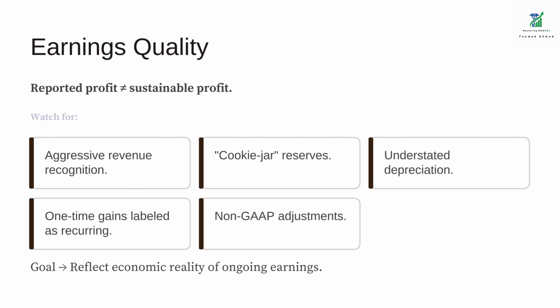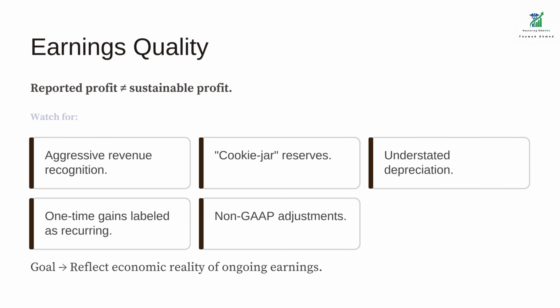Section 5, Earnings Quality, Beyond the Numbers. Finally, not all earnings are created equal. Appendix 3A Guide to Earnings Quality reminds us to look beyond reported profit and ask whether earnings are sustainable. Here's what analysts watch for: aggressive revenue recognition or channel stuffing, cookie jar reserves, setting aside too much in good years to smooth future profits, understated depreciation or reduced R&D spending to inflate short-term income, one-time gains from asset sales being presented as recurring income, non-GAAP metrics like adjusted earnings that may exclude real costs.